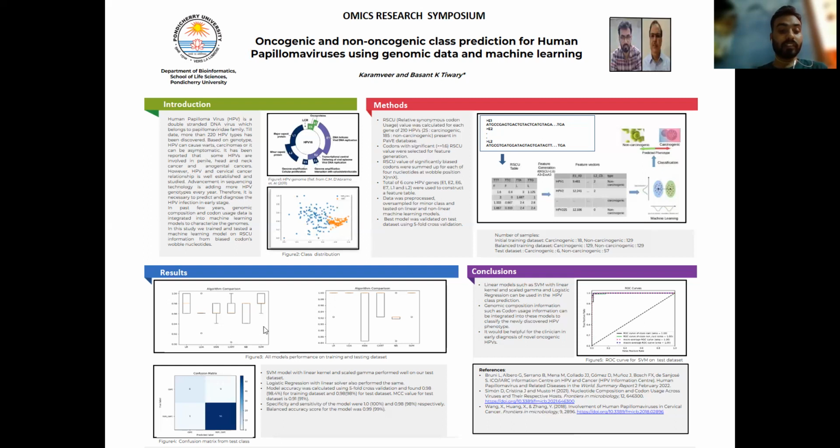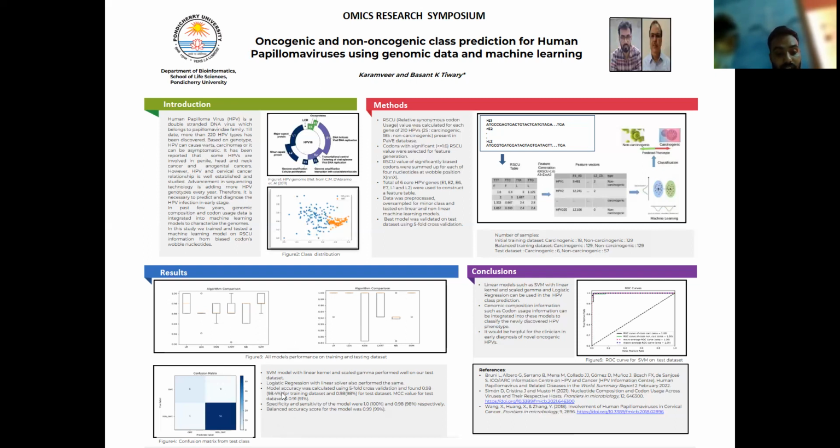Based on training and testing data, we found that SVM and logistic regression performed well, and we hypertuned the SVM model. We found that the linear kernel with scaled gamma performed best on our test data set. Logistic regression also performed almost the same, as you can see.